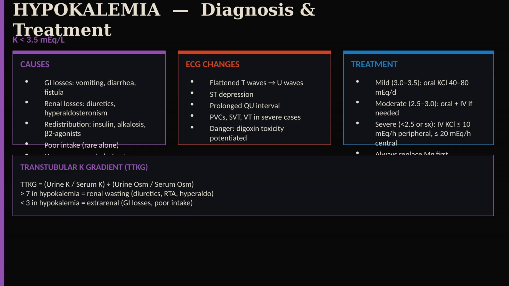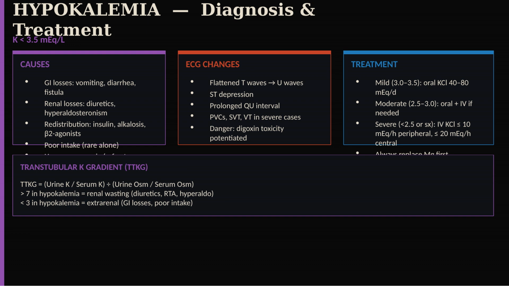On the ECG, watch the progression, flattening T waves giving way to U waves, ST depression, a long QU interval, then PVCs and worse. And here's a danger flag. Low potassium dramatically potentiates digoxin toxicity, a combination we'll see kill someone 2 cases from now.